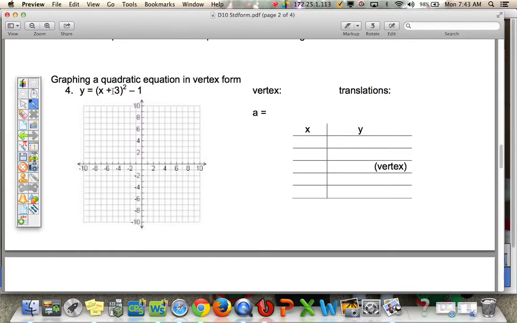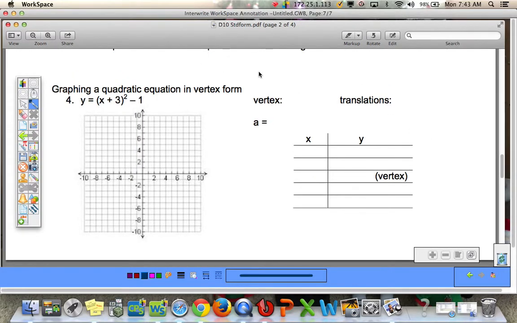You'll have a quadratic. It'll say, what is the vertex? So we just went over that. The vertex here would be left 3 (minus 3), down 1 (minus 1). The translation, so in words, what does that mean? Again, it's left 3, down 1. Here the a value is 1. So the vertex would be negative 3, negative 1.